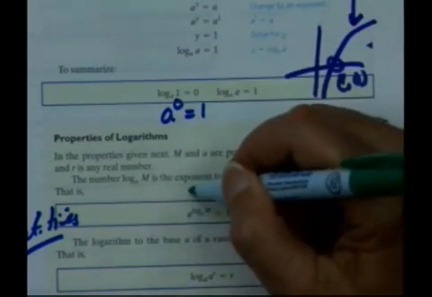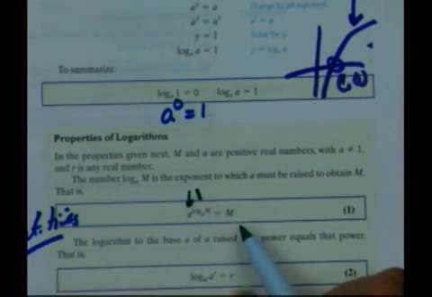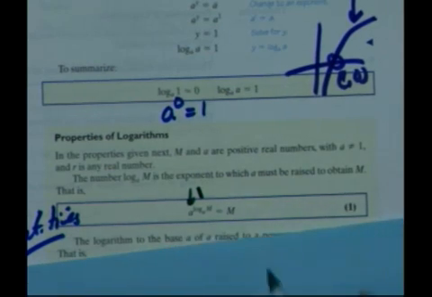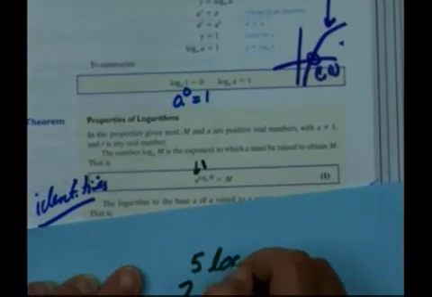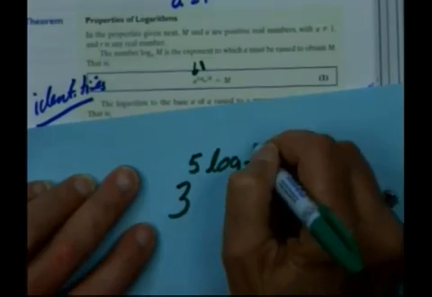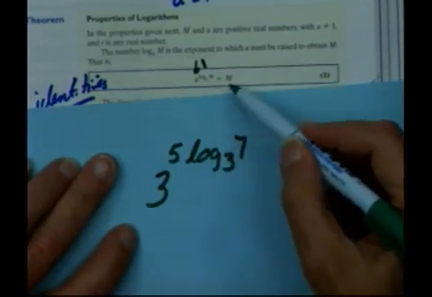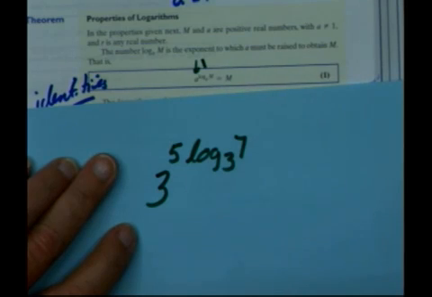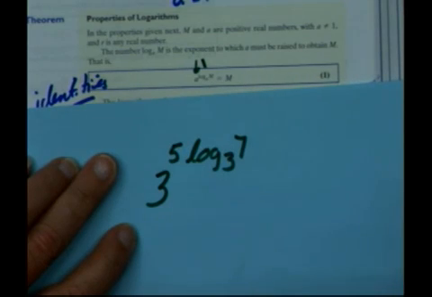That has to be a 1 right in front of log base a of m. It's got to fit the rule exactly before you can say it's equal to m. With that in mind, suppose your problem was 3 raised to the 5 log base 3 of 7, for example. Do you see how this is not fitting this rule exactly? This only has a 1 in front of the log. Do you see? Okay, so what can you do to make it fit the rule?